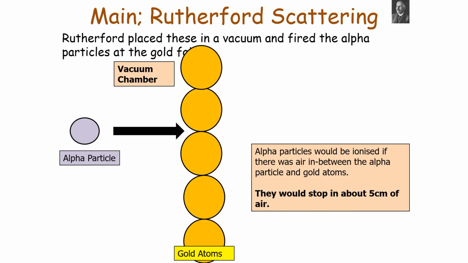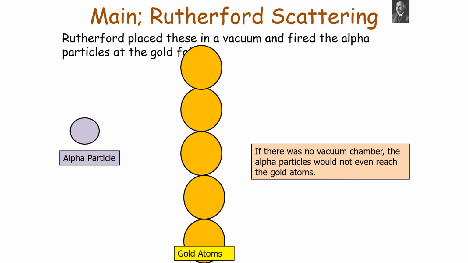Now Rutherford placed these objects, the alpha particles and the gold atoms, in a vacuum chamber. Now this is because the alpha particles would be ionized if there was air in between the alpha particle and the gold atom, because alpha particles tend to only travel about 5 centimeters in air. So if there was no vacuum chamber, the alpha particles would not even reach the gold atom.